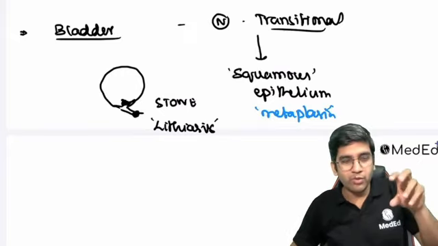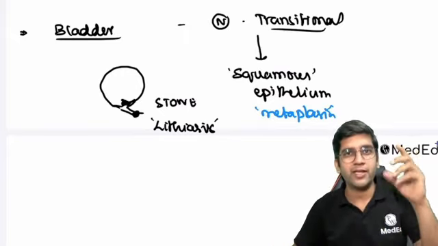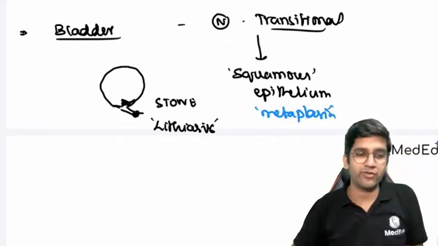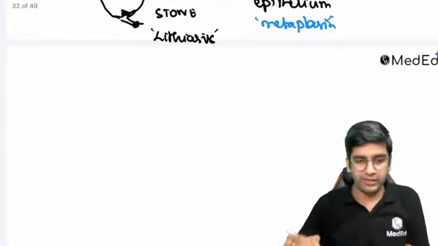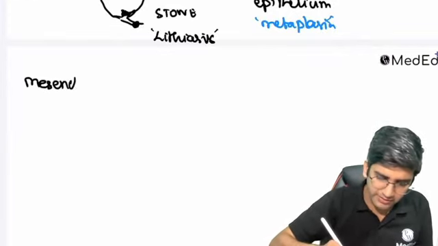Again, whatever you remember, always relate it to my template. It has to fall in the template. If it falls in the template, I will read. If it doesn't fall in the template, I won't read, right? So whatever we have learned till now are examples of epithelial metaplasia. We'll now take an example of mesenchymal metaplasia.